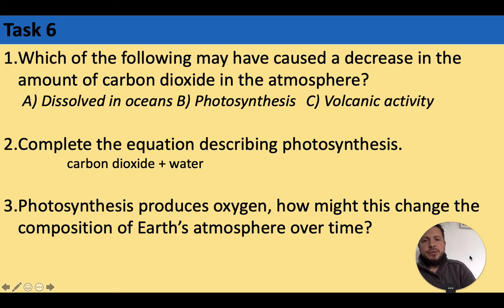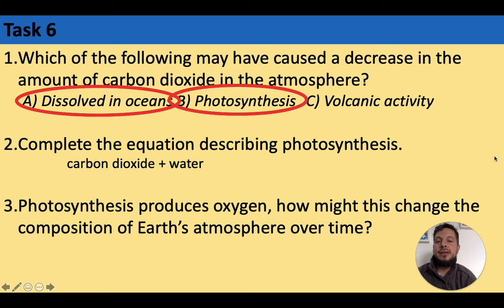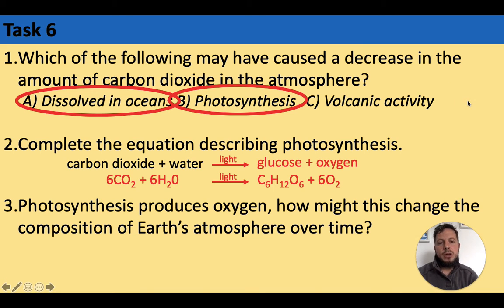So, which of the following may have caused a decrease in the amount of carbon dioxide in the water? It is actually A and B, dissolved in oceans and photosynthesis. Volcanic activity actually increases the amount of carbon dioxide in the atmosphere. Can you complete the equation describing photosynthesis? So we've got carbon dioxide plus water. It gives you glucose and oxygen in the presence of light, and there is the balanced simple equation as well if you wrote that down.